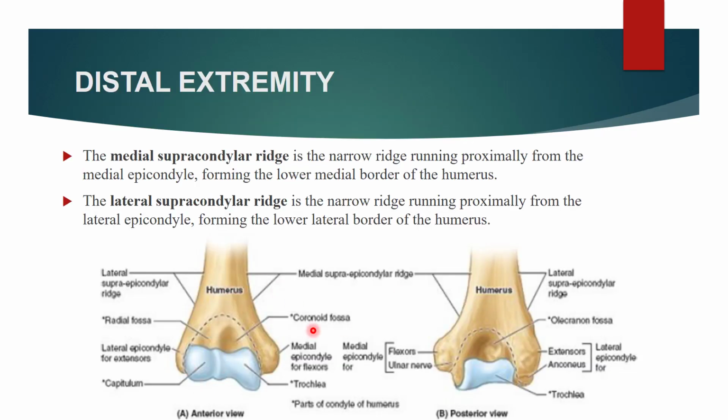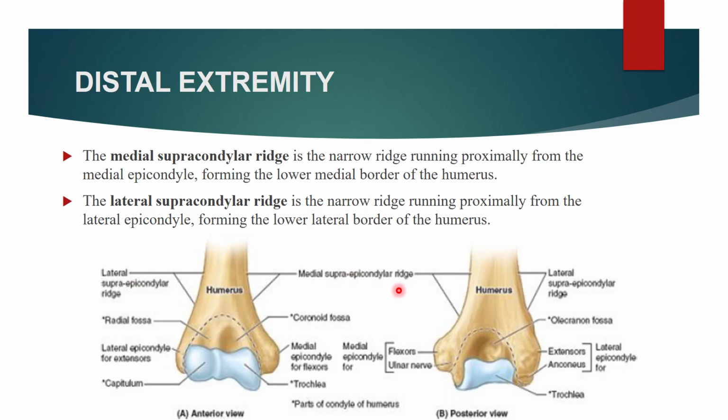Now we will discuss the distal extremity. There are two supracondylar ridges. Number one is the medial supracondylar ridge and the other one is the lateral supracondylar ridge. Why is it called medial? Because it is present on the medial side, and the lateral is present on the lateral side.